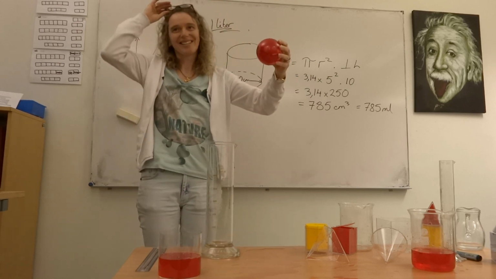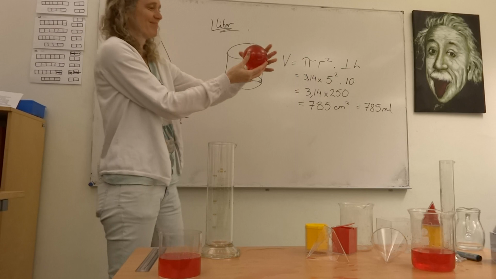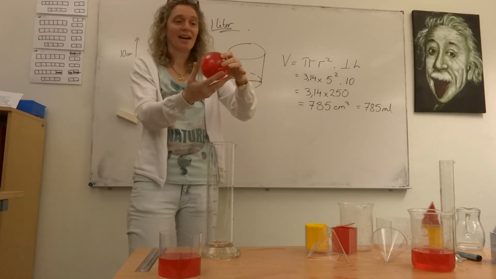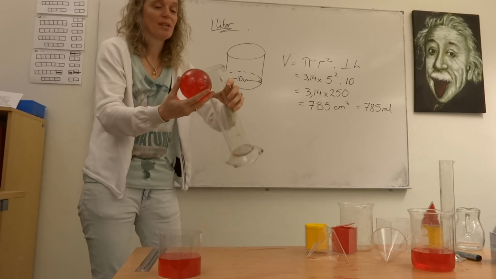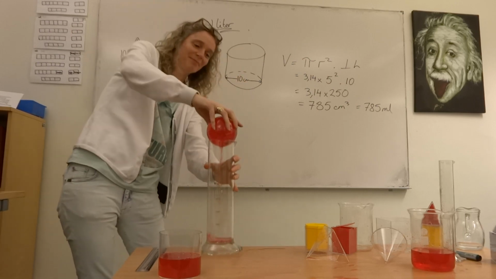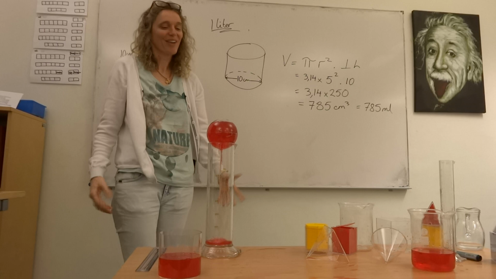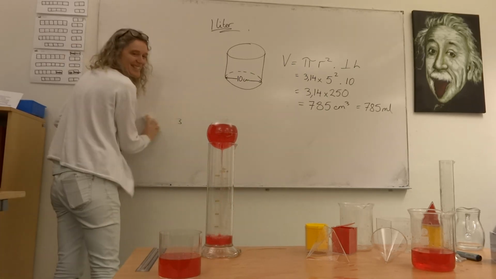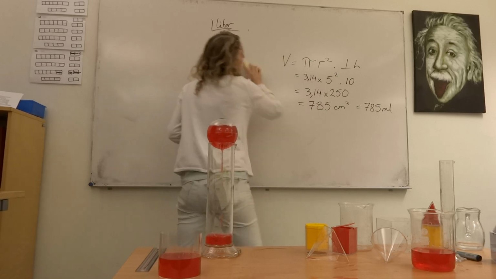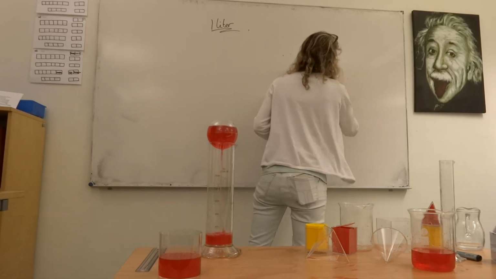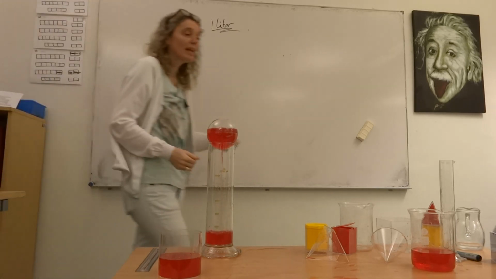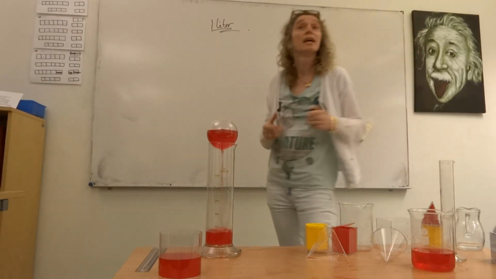It looks pretty, doesn't it? It's like a big marble. Okay, so it's full with liquid. Let's pour it into our measuring cylinder. I'm going to tell you that there's a formula for the volume of a perfect sphere, and we'll investigate whether the formula is correct.